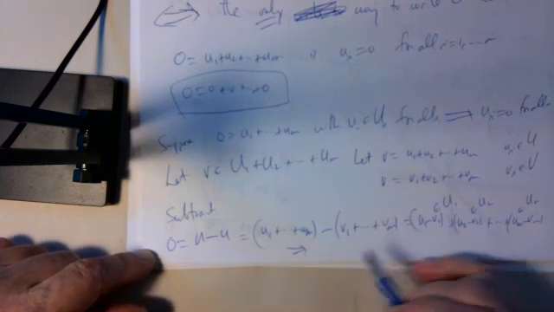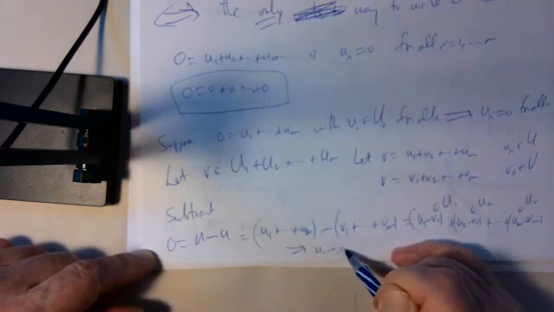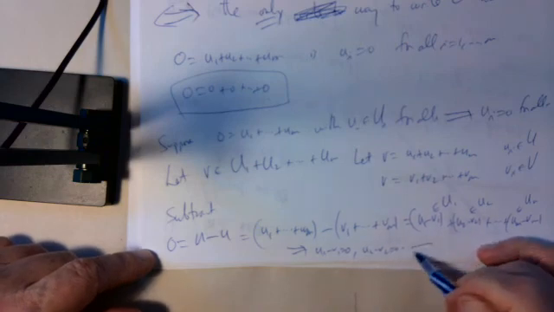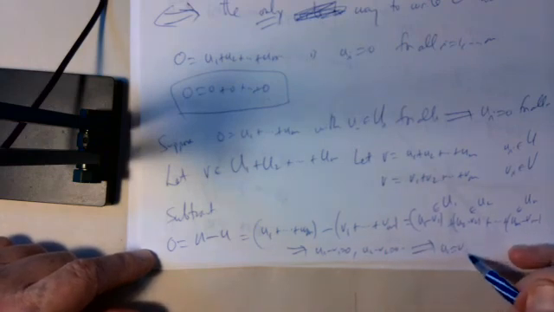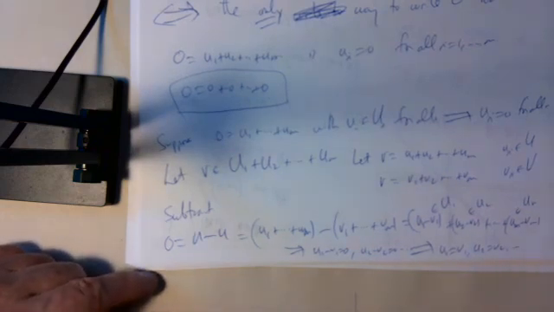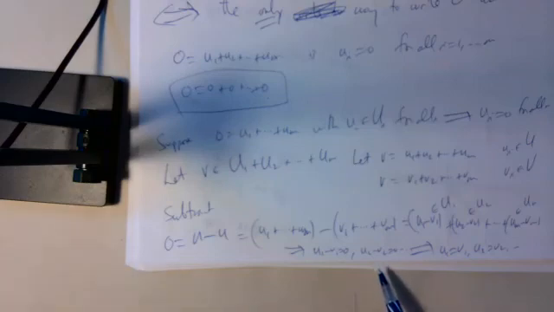But the only way that can happen is if u1 minus v1 is 0, u2 minus v2 is 0, and so forth, which means u1 equals v1, u2 equals v2, and so on. So these have to be exactly the same representation. So if the only representation of 0 as a sum is a sum of zeros, that implies your sum is a direct sum. So that's Theorem 1.44.